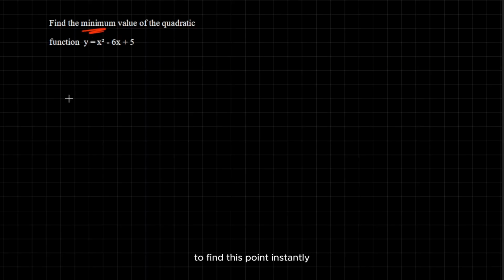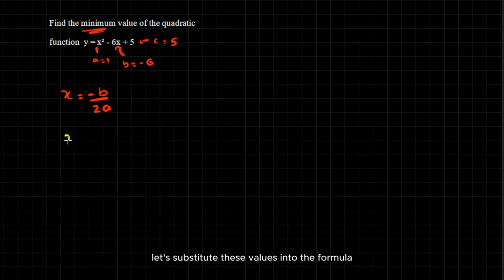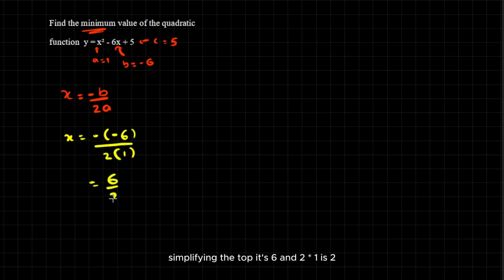To find this point instantly, let's write down the shortcut formula, x equals negative b over 2a. Looking at our function, a is 1, b is negative 6, and c is 5. In the next step, let's substitute these values into the formula. This gives us negative times negative 6 over 2 times 1. Simplifying the top, it's 6, and 2 times 1 is 2. Dividing 6 by 2 gives us x equals 3.